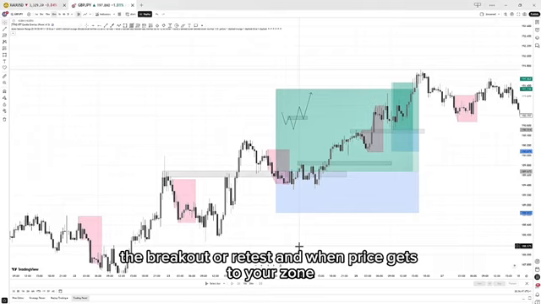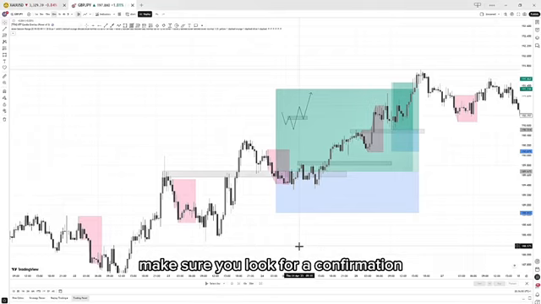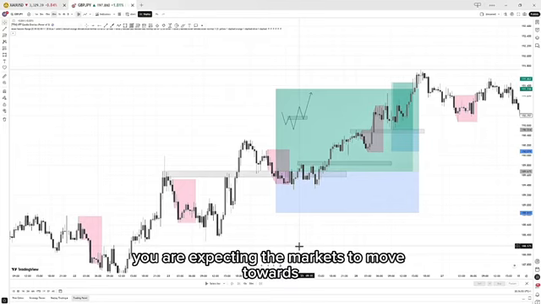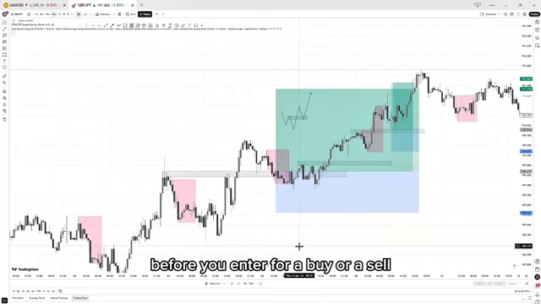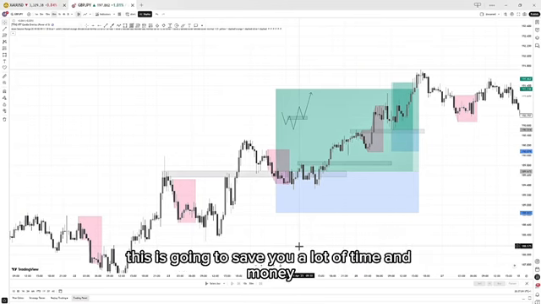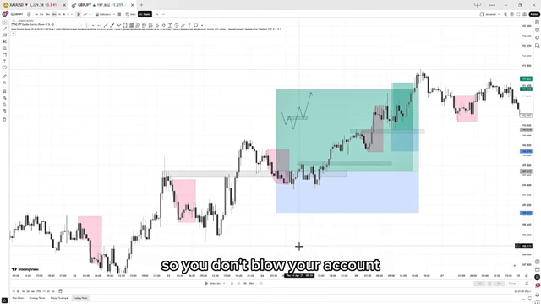And when price gets to your zone, make sure you look for a confirmation to the direction you are expecting the market to move towards before you enter for a buy or a sell. Make sure your market structure is attached to your breakout and retest. This is going to save you a lot of time and money, so you don't blow your account and you don't risk a lot on a trade whereby you are not confident in the direction the market is going.